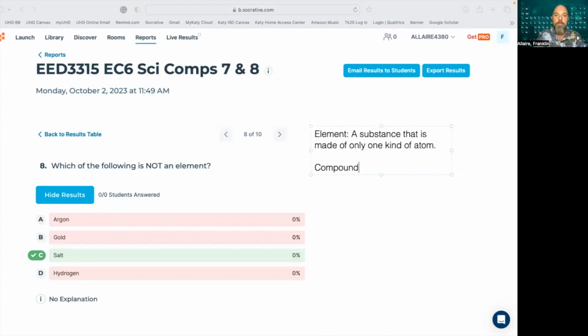Now, a compound is a substance that is made of 2 or more kinds of atoms. And that's why salt, particularly table salt, is the answer to this question, because the formula for ordinary everyday table salt is sodium chloride, NaCl, meaning that it's made of one atom of sodium and one atom of chlorine that are chemically bonded together. That's what makes this a compound, and that's what makes it the answer to this question.